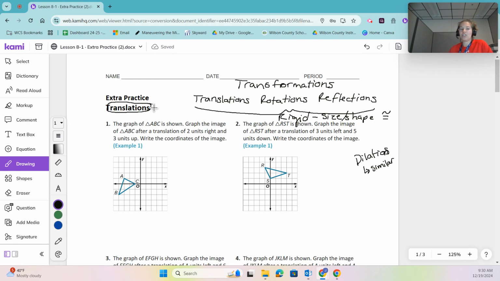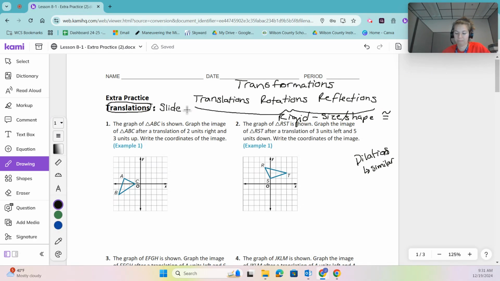A translation is a slide, or a move. The figure is just sliding up and down or side to side, or both side to side and up, almost in a diagonal. So a translation just means it's moving around. Nothing changes about the size or the shape, just its location is what changes.